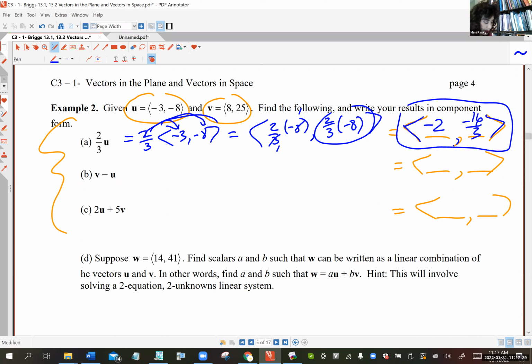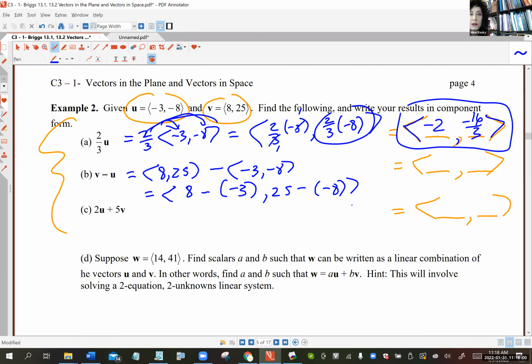Okay. V minus u. So you're going to take the vector 8, 25 minus the vector with components -3, -8. And it's just like we said, when you're doing subtraction, you're just going to subtract those components. And here you're going to go 25 minus a -8. You've got to be careful. There's a lot of minuses floating around. That's when I usually make those silly mistakes. How about you?